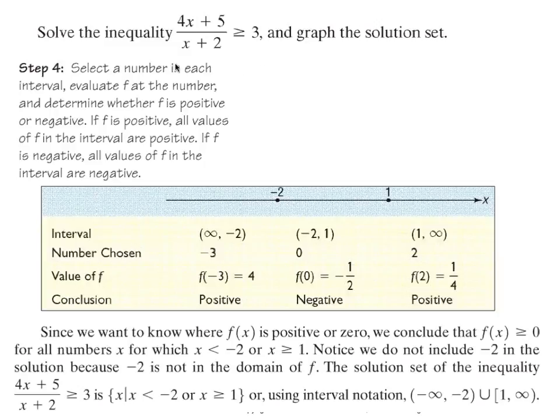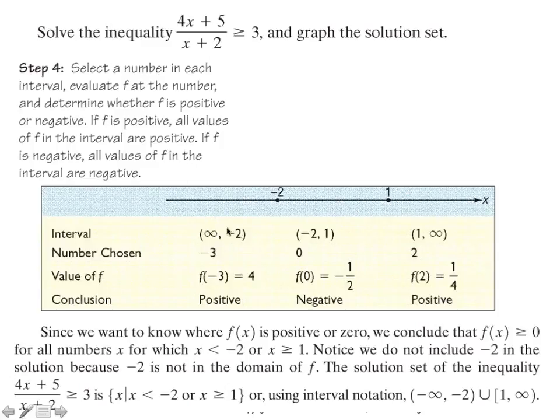So if we plug -3 in, we get 4, which is positive. If we plug 0 in, we get -1/2, which is negative. And if we plug 2 in, we get 1/4, which is positive. Now, it's also important that you keep in mind, do you want positive or negative answers? And that's given by the original setup of the question. In our case, we had greater than or equal to. That means we would want positive values.